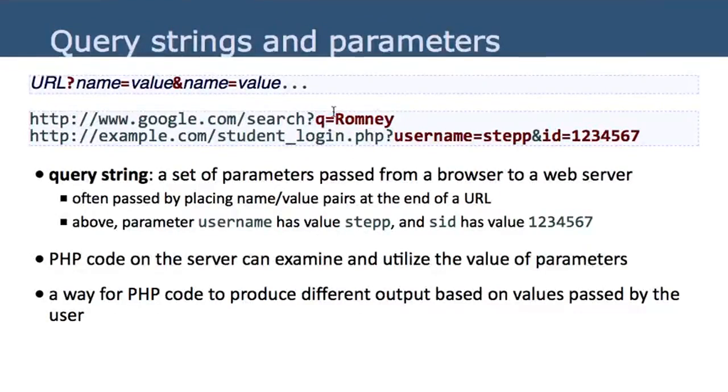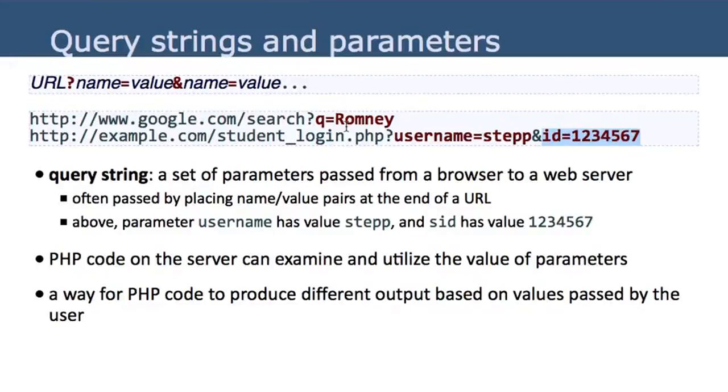So everything after the question mark in a URL is called the query string. So all of this stuff after here, all of this stuff after here, that's called the query string. And each one of these is called a parameter. So q equals Romney, that's a parameter. Username equals step, that's a parameter. ID equals 1234567, that's a parameter.